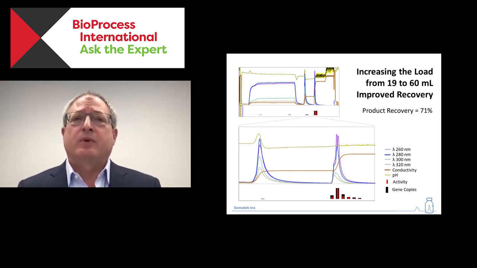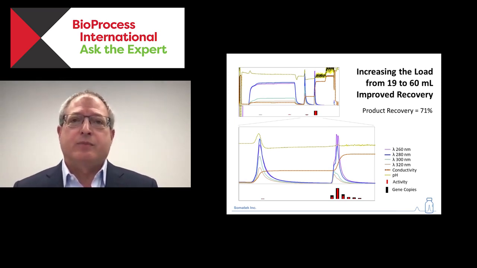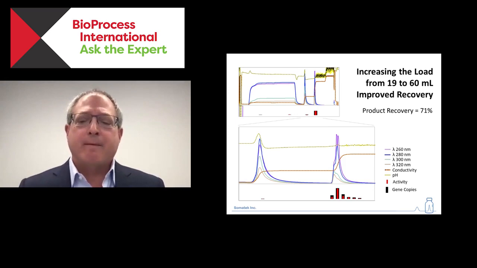I think I skipped over a detail, I apologize. While we were doing this work, we continued to increase our load, our volume load to column ratio. So by the time we're here, we're actually at 60 mils per mil of resin, or 60 liters per liter if you're thinking about scaling up.